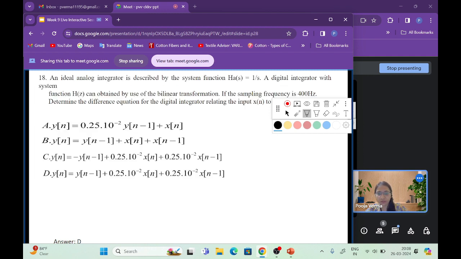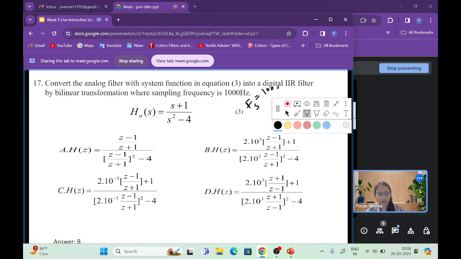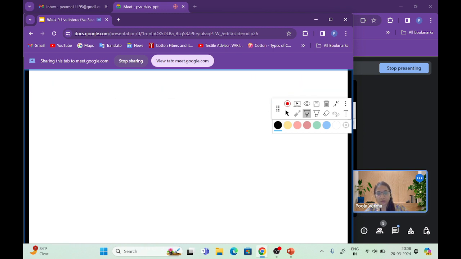Can you give the other slide? I don't have it. Okay, so I am solving it here. The sampling frequency is given, fs is equal to 1000 Hz, and T is equal to 1 by fs, as we know that. So what we will get is 10 to the power minus 3.